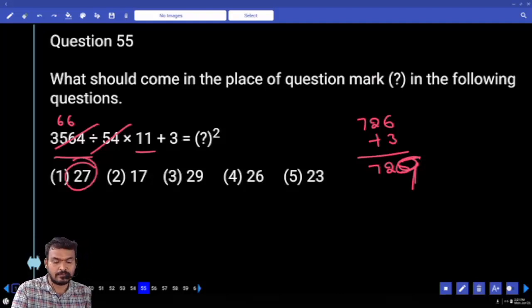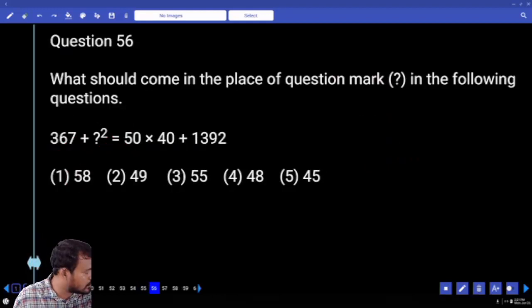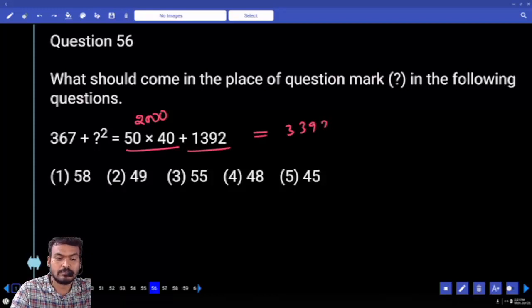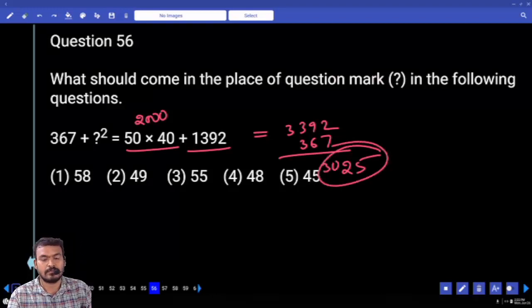27 square. Next 56. First of all, first priority right hand side value, or not? 50 into 40, 2000. Plus how much value? 1392. Total it is 3392, or not? In this one we are subtracting 367, or not? End with 5. 8 minus 6, 2. 33 minus 3, 30, or not? 3025. That is which one square?